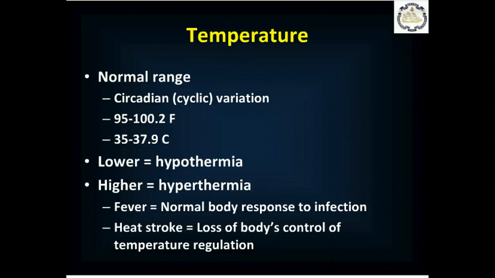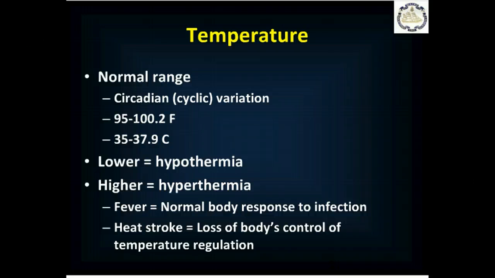So our temperature normally varies in a fairly cyclic pattern, a circadian rhythm. And so it's highest in mid-afternoon when our metabolic rate is at its highest. It's lowest at about 4 or 5 in the morning, which is why if you're pulling an overnight watch, you feel so cold and tired at that time. It also will vary by the amount of activity that you're doing and other physical factors. And the normal range is 95 degrees Fahrenheit up to 100.2, or 35 to 37.9 degrees Celsius.